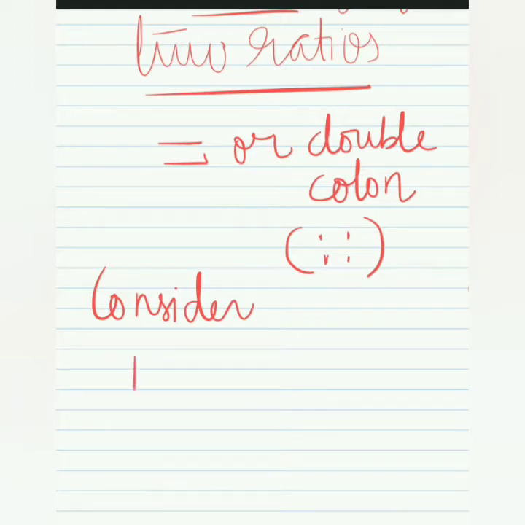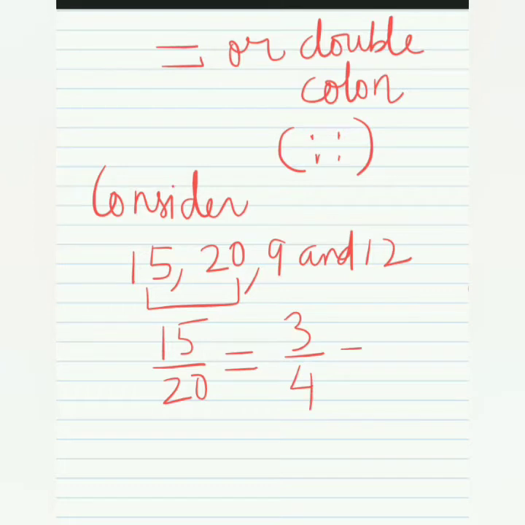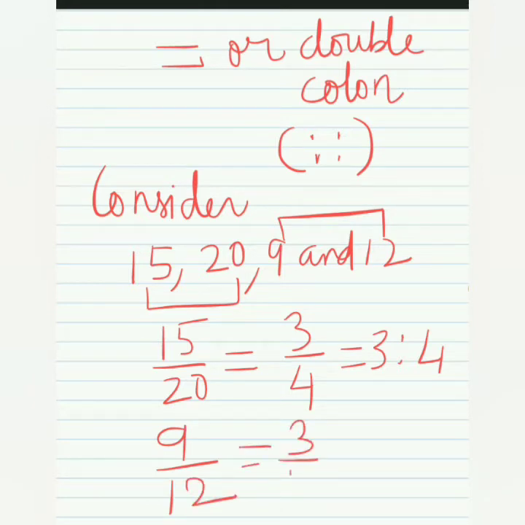Four quantities are 15, 20, 9 and 12 that we have taken. Now the ratio between the first and the second quantity, we will solve it. Bring it to the lowest form. It comes to us 3 upon 4, or we will write it this way also, 3:4. And the ratio between the third and fourth, bring it to the lowest form. Now see, it comes 3:4.